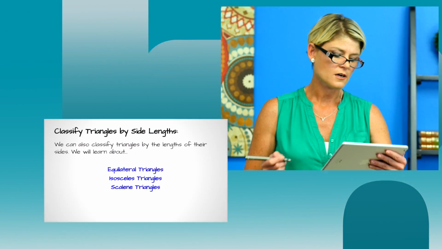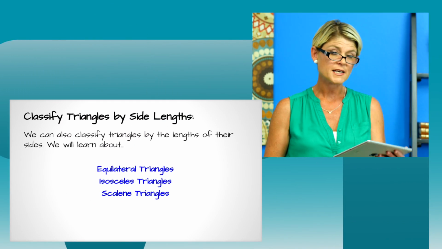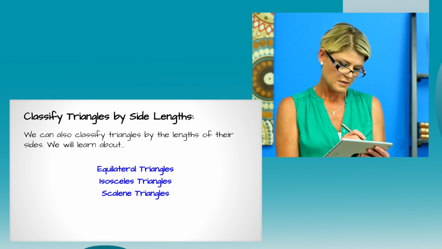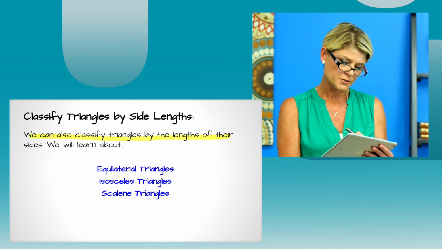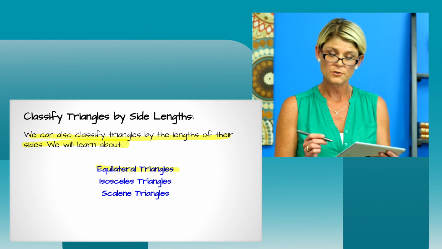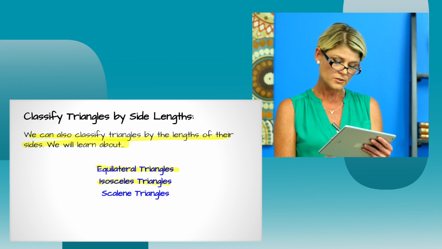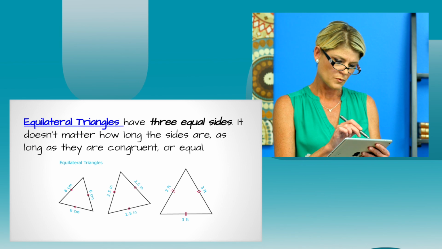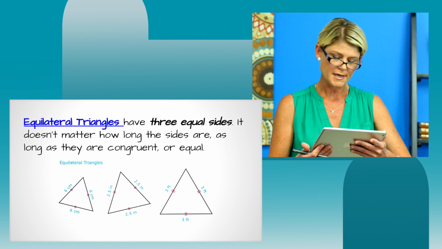Okay, so let's talk about how we can classify triangles by the length of their sides. We can also classify triangles by the lengths of their sides. As I just said, we are going to be learning about equilateral triangles, isosceles triangles, and scalene triangles. And we will start with equilateral triangles.